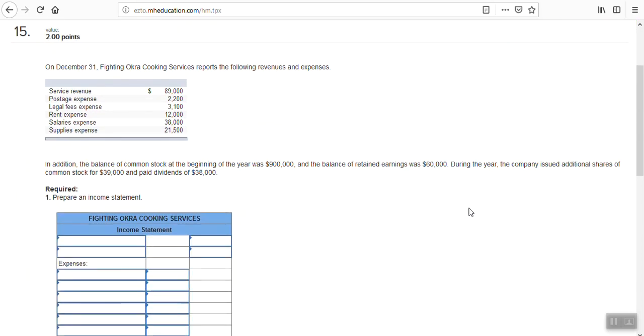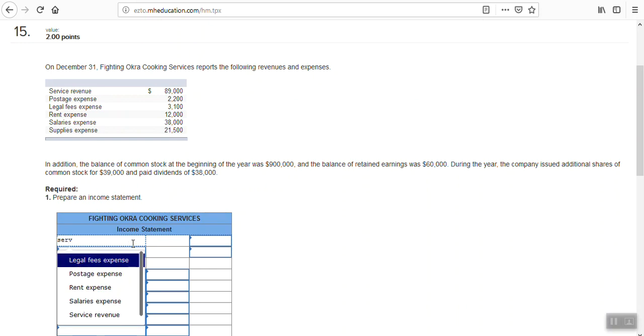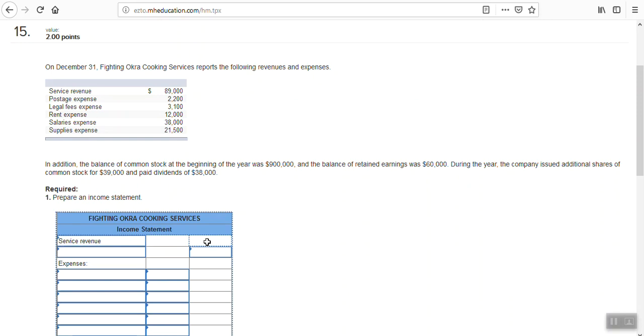All right, let's look at this one. This says on December 31st, Fighting Okra Cooking Services reports revenue and expenses. And it says we've got some balances here that we need to worry about. It says prepare an income statement. So on an income statement, you'll see revenues and expenses. So it looks like that first chart are all either revenue or expenses that need to go down here. So we're going to start with our revenue, 89,000. And your numbers may be different than mine, but that's expected. The basic format should be the same.